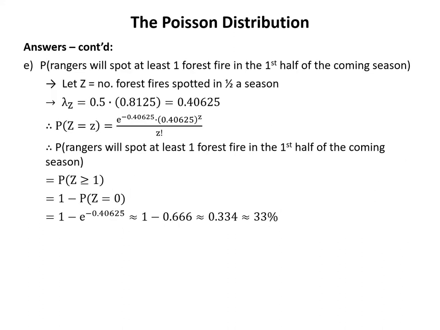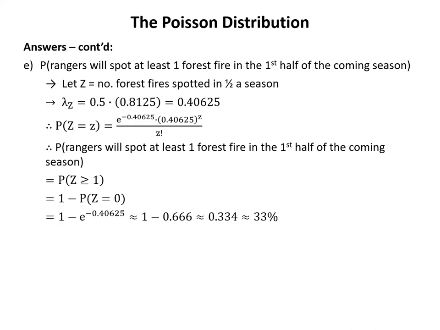In part E, we're asked to find the probability that the rangers will spot at least one forest fire in the first half of the coming season. To solve this problem, it's similar to the last problem, except instead of a longer period of time, it's actually a shorter one. So now we're looking at half a season.